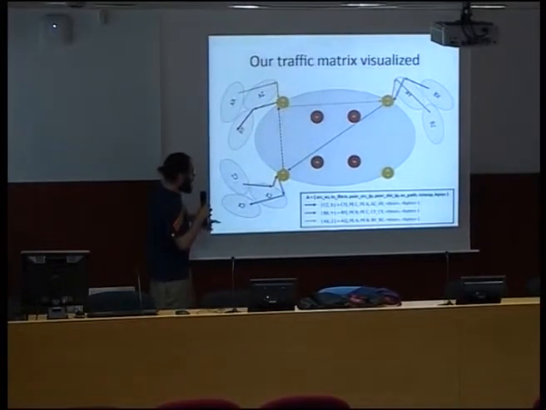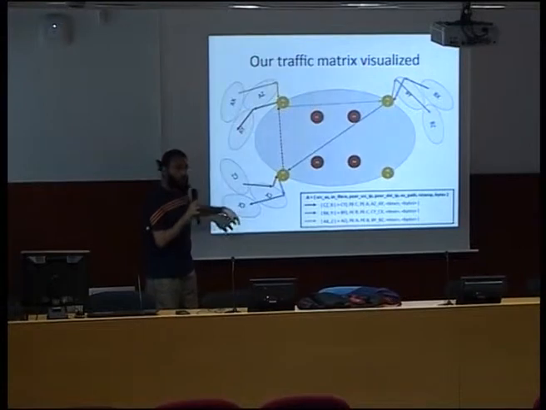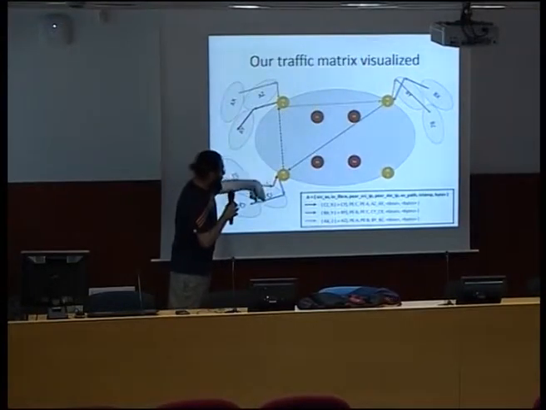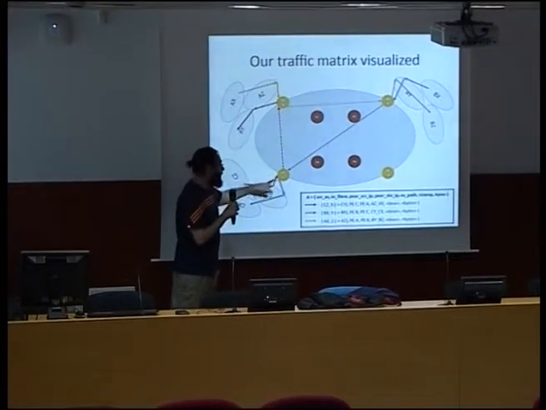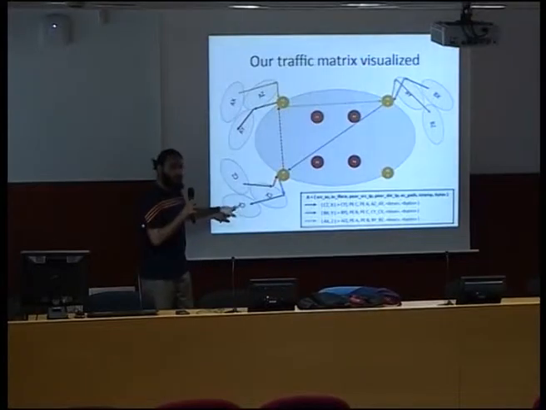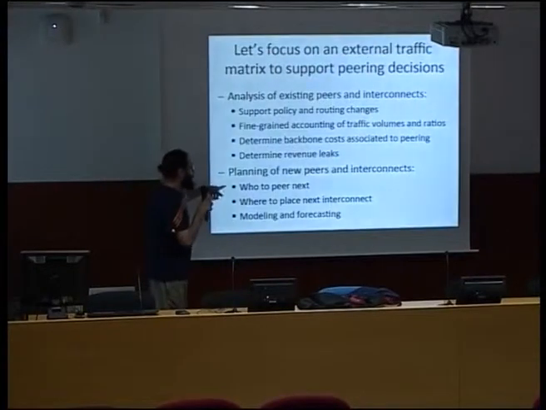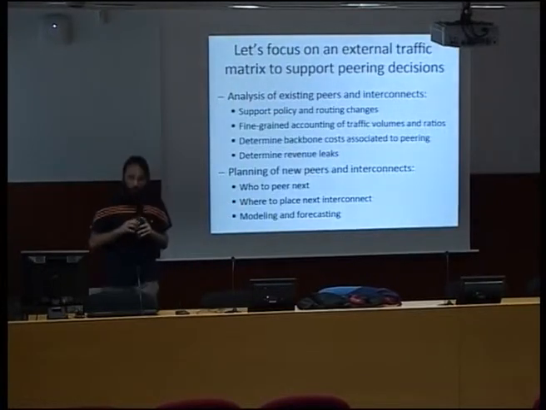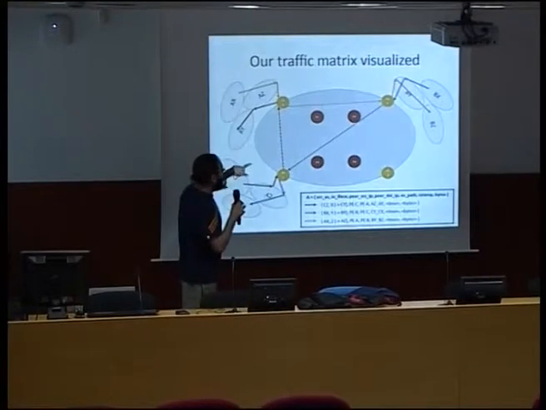So why exchange traffic through this entity? It could be very well that you want to exchange traffic directly. Maybe you have a settlement, so somebody is paying some money over here. So it is better to bypass and get directly to the source or the destination of the traffic, right? That is a typical thing that you do when you want to determine who to peer next, and then where to place the next interconnect. It's not very immediate from this kind of visualization, right?